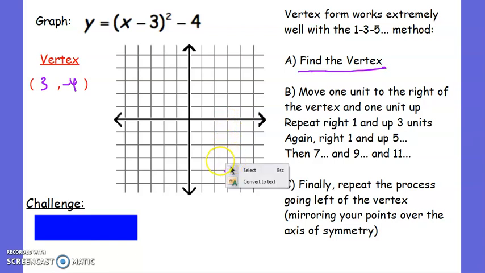And now we can use our 1357 method. From the vertex, from that point that's on my axis of symmetry, right? Get that labeled in there. X equaled positive 3.